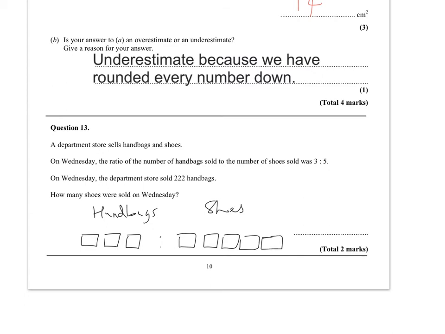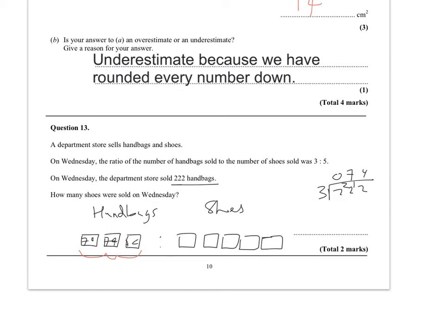Now we're told that 222 handbags were sold, so that means that these 3 boxes add up to 222. So I'm going to do 222 divided by 3. That looks like a square root sign, so I'm just going to change that. So 3 into 2 doesn't go, carry the 2. 3 into 22 goes 7 times, carry the 1. 3 into 12 goes 4 times. So each of these are worth 74.